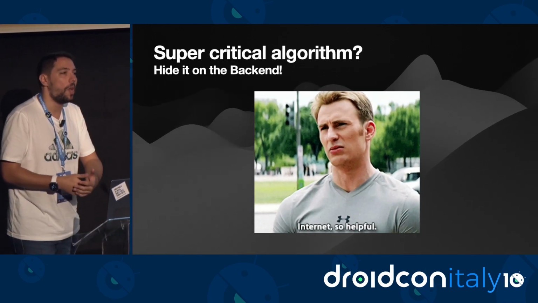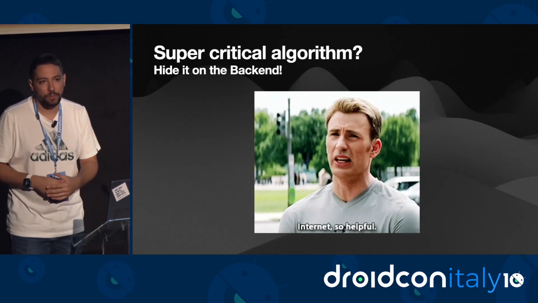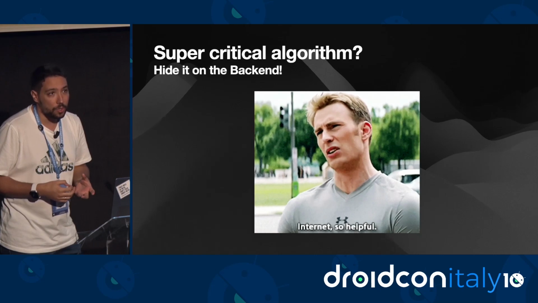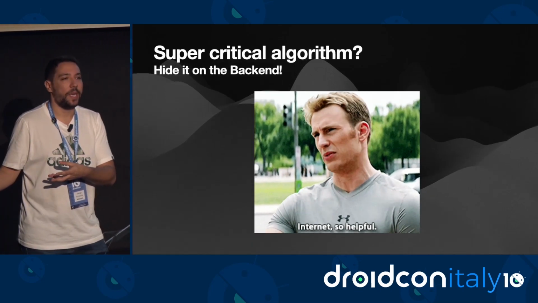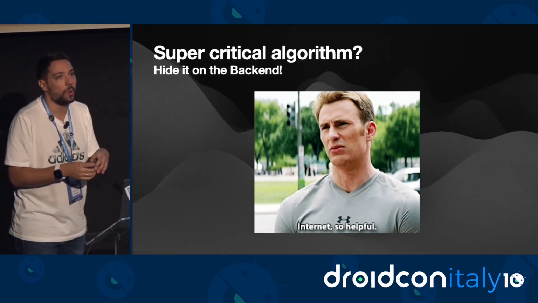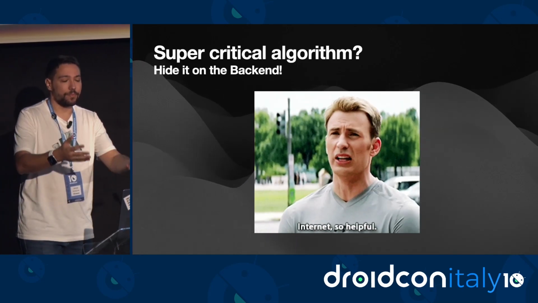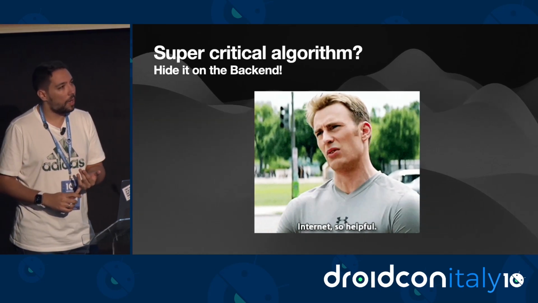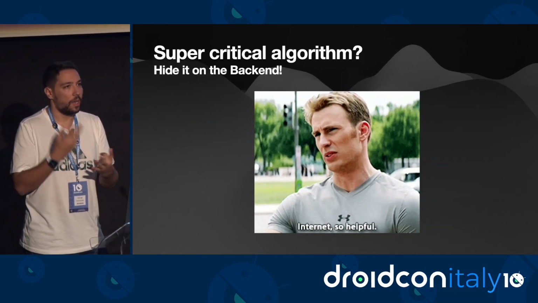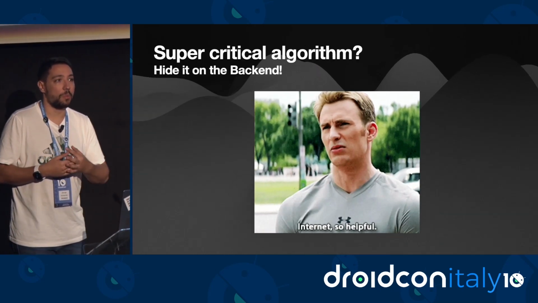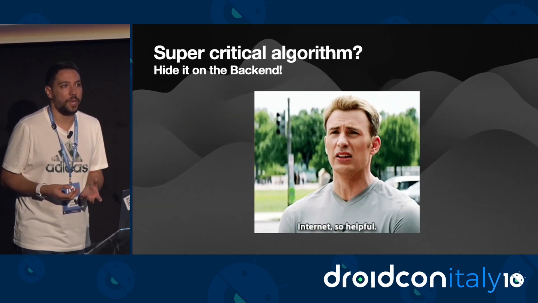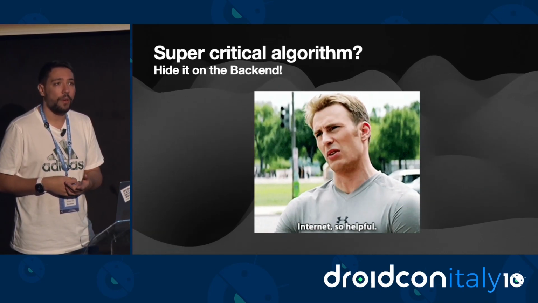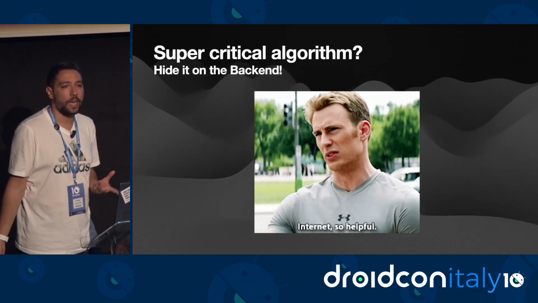And last but not least, if you have any supercritical algorithm, something that differentiates you, any sort of thing that you don't want other people to know, just close it behind an API. Your backend is way more secure, meaning that you have more control over who can hit that API, from where, and how many times. It's not something that just goes live and is bundled within your application. So if you have something that you absolutely don't want anybody to have in their hands, just close it behind your own API.